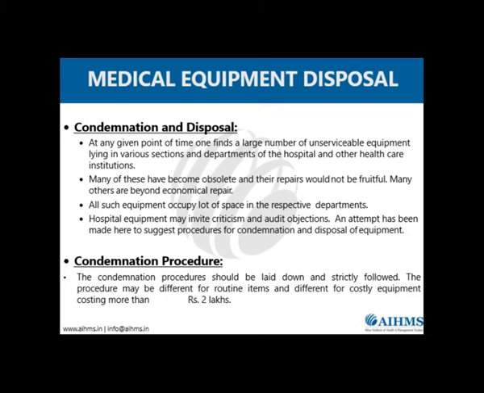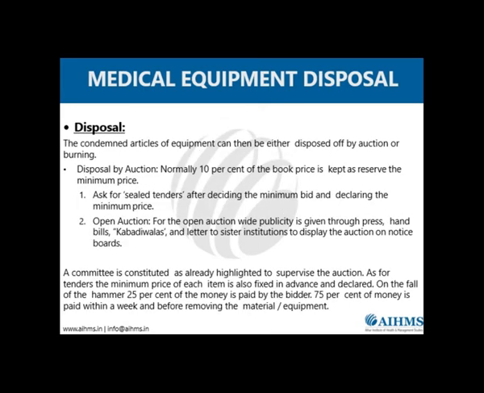The procedure may be different for routine items as well as for costly items, which means any machine costing more than 2 lakhs of rupees. The disposal has to be done through auction, because usually in an auction normally 10% of the book price is kept as a reserve, and then the auction is done. Similarly, you can also ask for sealed tenders before deciding the minimum bid and declaring the minimum price.